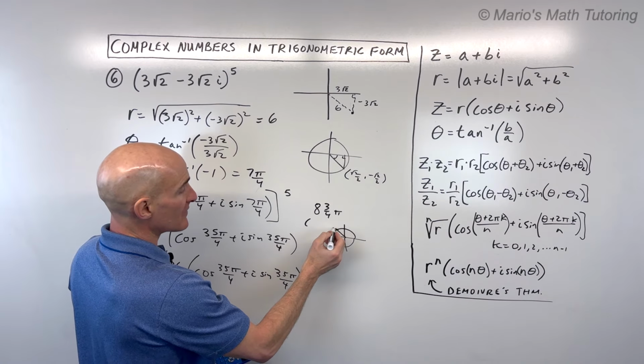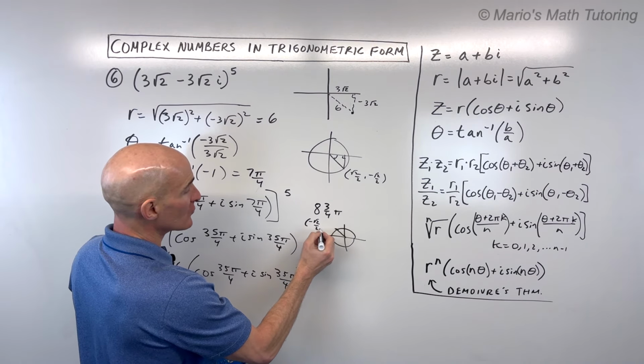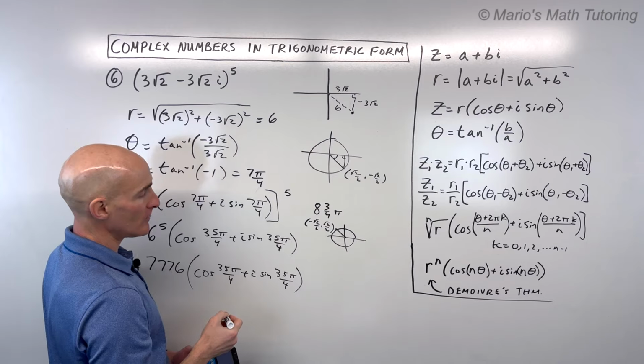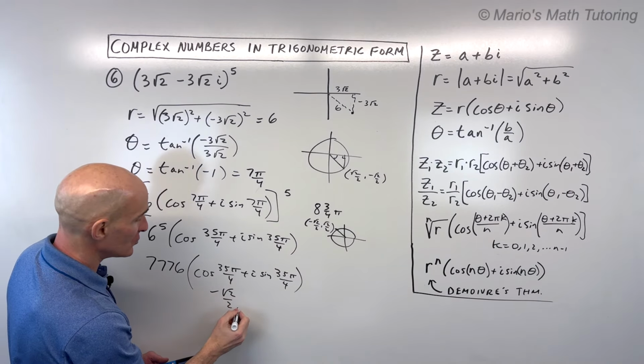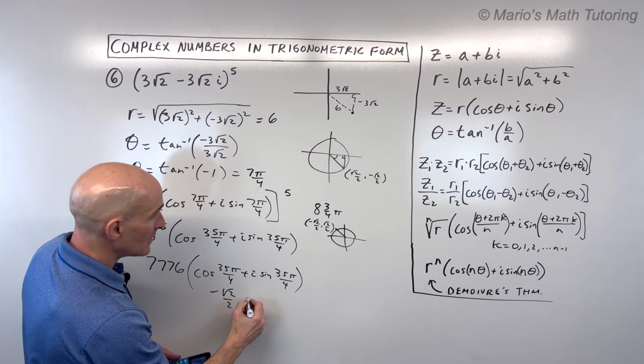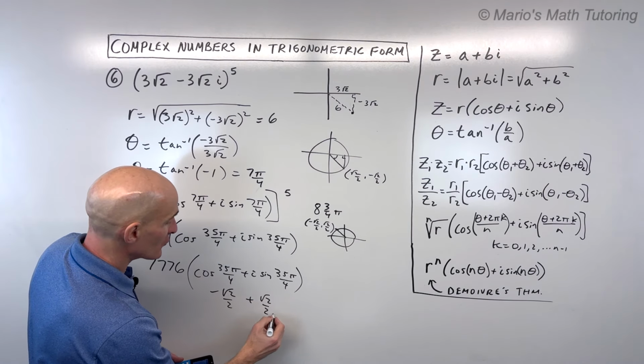We know the coordinates at this point are going to be negative root 2 over 2, positive root 2 over 2, right? So that means that the cosine is the x coordinate. This would be negative root 2 over 2. This is going to be plus root 2 over 2 i.